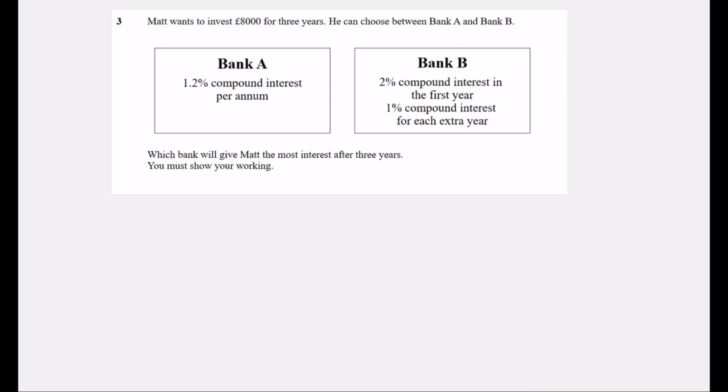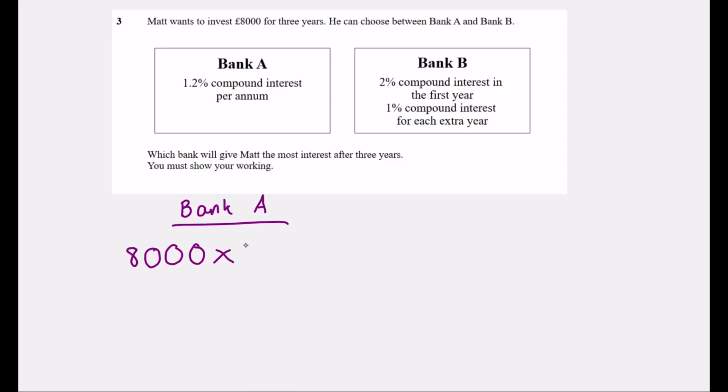Question 3. Matt wants to invest £8,000 for 3 years. He can choose between Bank A and Bank B. Which bank will give Matt the most interest after 3 years? You must show your working. So to add on 1.2% compound interest, for Bank A, we're going to have £8,000. We're going to add on 1.2%.